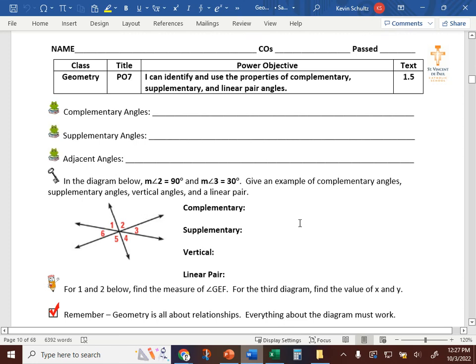Good day, geometry. We are moving on to P07, where we get some more definitions about how to describe and define the relationships of angles. And we start with complementary angles. Have you heard of or remember what complementary angles are, what their relationship is?